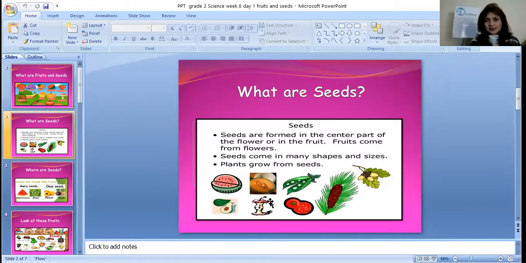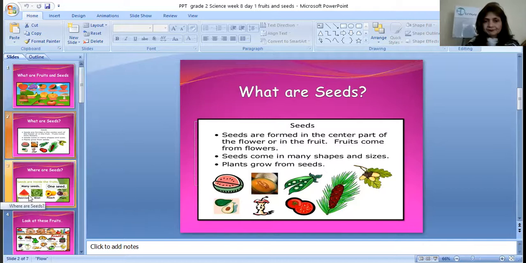Now, what are seeds actually? See, seeds are formed in the center part of the flower or in the fruit. Fruits come from flowers. Seeds come in many shapes and sizes. Plants grow from seeds, right? Plants grow from seeds, so seeds come in many different shapes and sizes. You can see these are the fruits with different seeds inside.